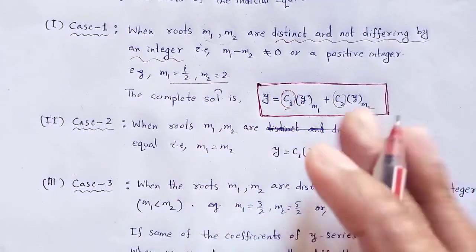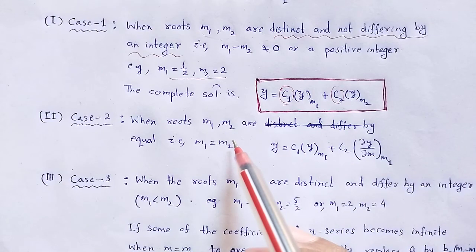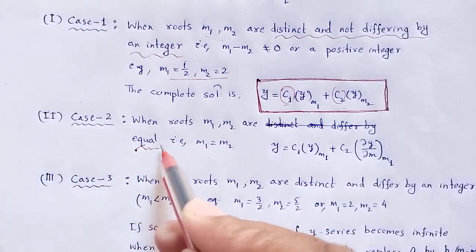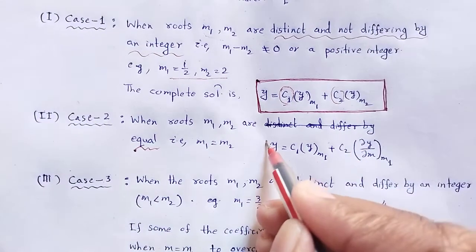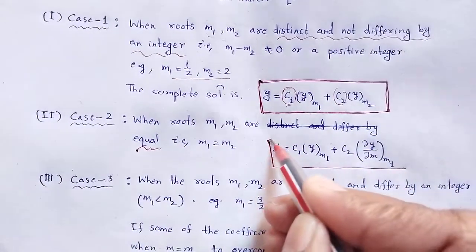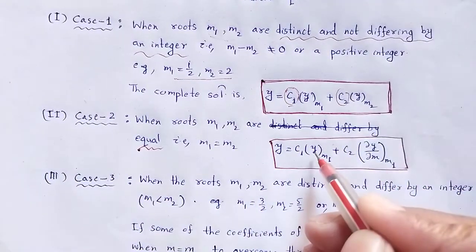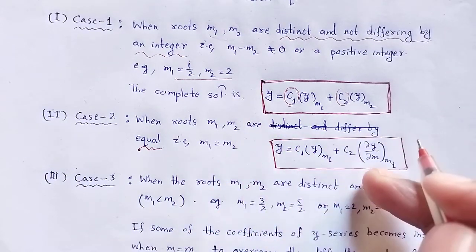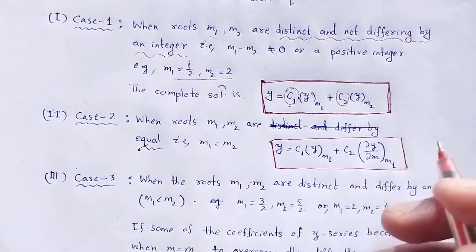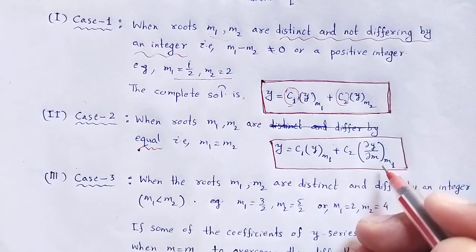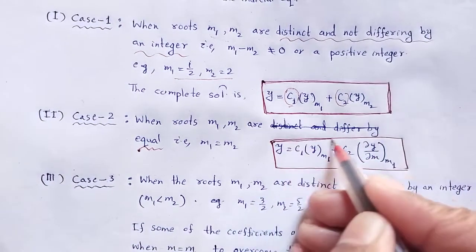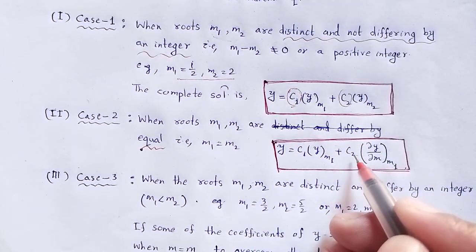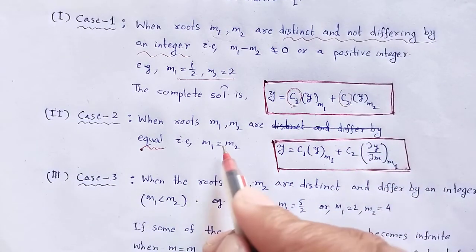Again, the nature of the roots: let the roots m1 and m2 be equal, then the solution is y is equal to c1 y at m1 plus c2. Since these two roots are equal, therefore not y at m2, we calculate del y by del m at m1. This is the complete solution of the differential equation when the roots are equal.